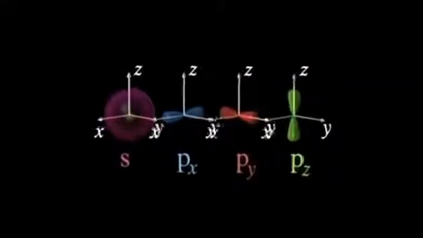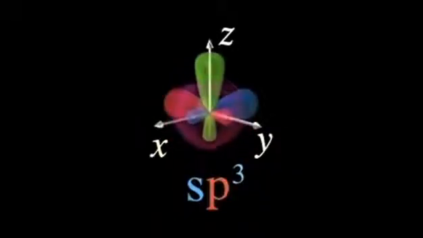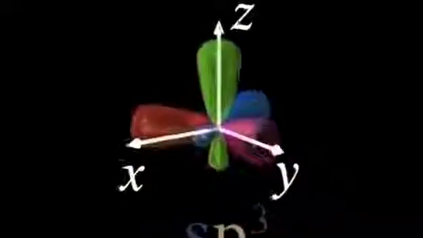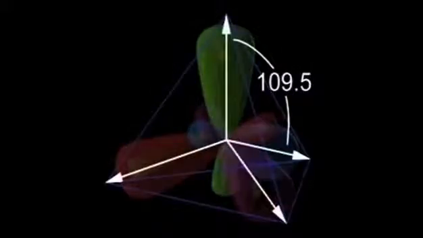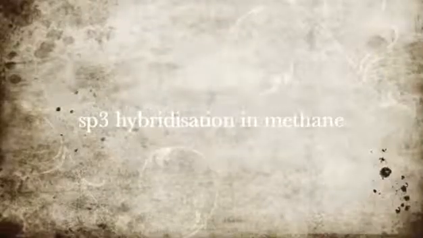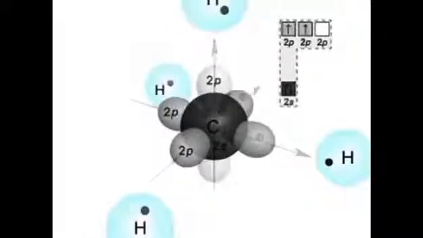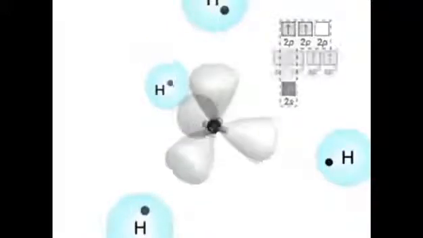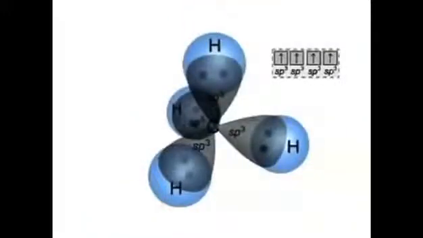Mixing of the s with all three p orbitals results in formation of 4 equivalent sp3 hybrid orbitals, directed toward the apices of a tetrahedron. The model describes bonding in methane this way. In the molecule, the carbon's 4 sp3 hybrid orbitals point to the corners of a tetrahedron. The H orbitals overlap them to form 4 CH bonds that are 109.5 degrees.